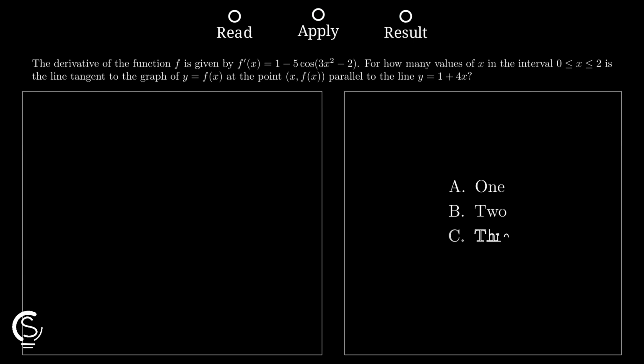First, look at the line equation y equals 1 plus 4x. The slope of this line is exactly 4, so our tangent line must also have a slope of 4.